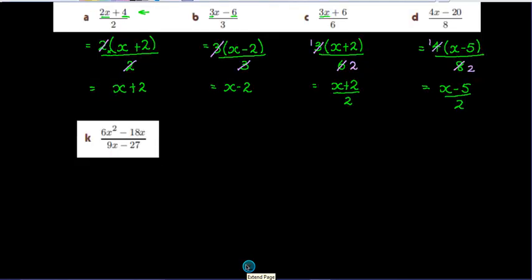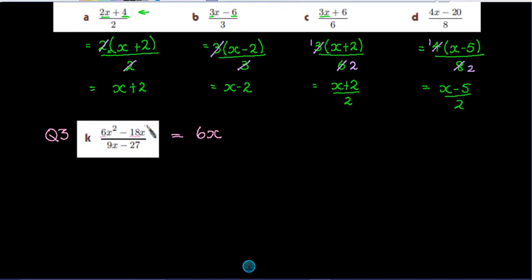So if we're looking now at question 3, with this one, same thing, look at the top line. Don't worry about the bottom at the moment. You want the highest common factor. So we look for the numbers first. What's the biggest number that goes into 6 and 18? It's 6. But now we look at the letters. And you can see that x is common to both. And our common factor there would then be 6x.